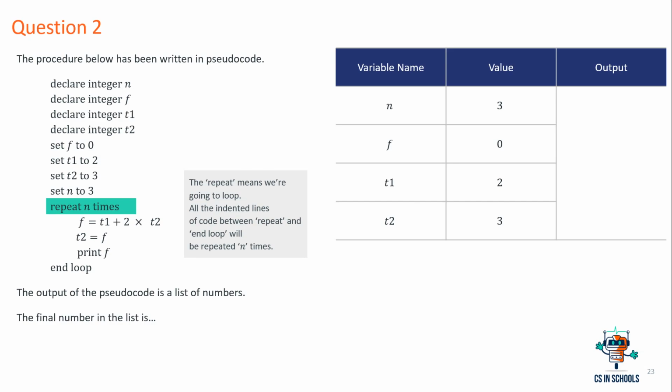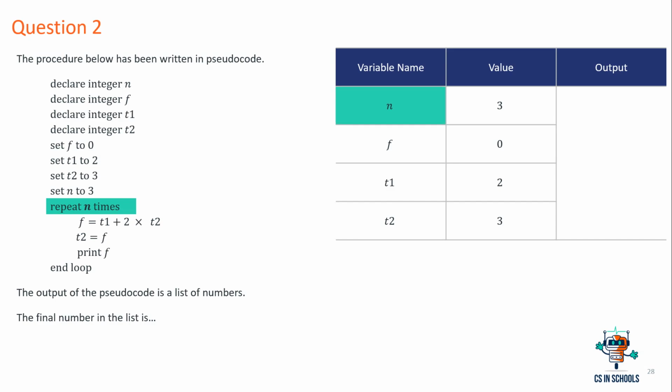So the repeat word means we are going to loop. And what that means is that all the indented lines of code between repeat and end loop will be repeated n times. So there's the repeat keyword. These are all the indented lines of code between repeat and end loop. So there's a chunk of 3 of them there, and it will be repeated n times. When we see a variable name being used in an expression like this, we just look up the variable name in our trace table, we find its corresponding value, and we essentially substitute it into our expression. So that's essentially saying we're going to repeat that indented block of code 3 times.